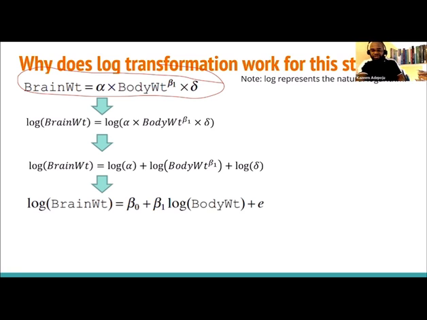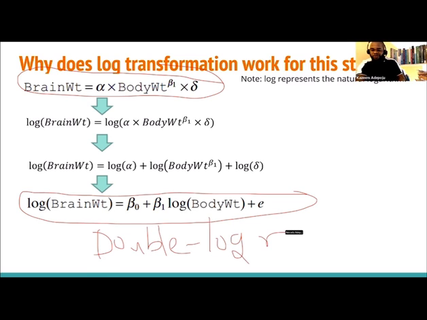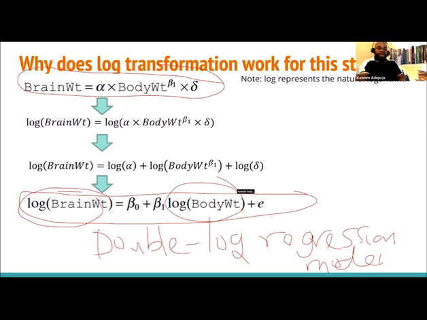What does it lead to? This leads to a log-linear regression. This is what we call the double log regression model, where we log the two variables. Take a look at that.